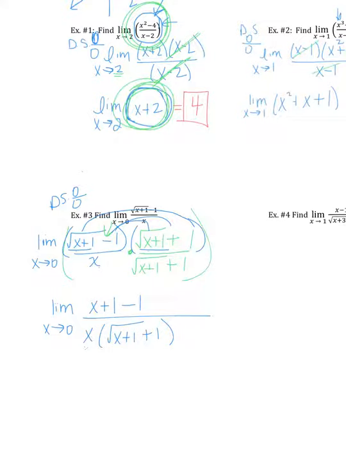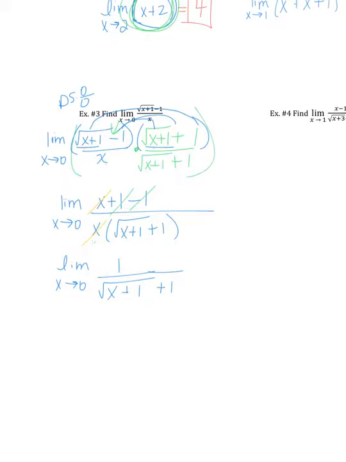And so what happens? Well, the magic occurs. What can I cancel out? Well, this 1 and negative 1 cancel, and then I'm left with the limit as x goes to 0. Notice I have x on top and an x on bottom. So in the next step, I can cancel those x's. So what I'm left with is the limit as x goes to 0 of 1 over the square root of x plus 1, plus 1. And when I have that, I can finish it up.